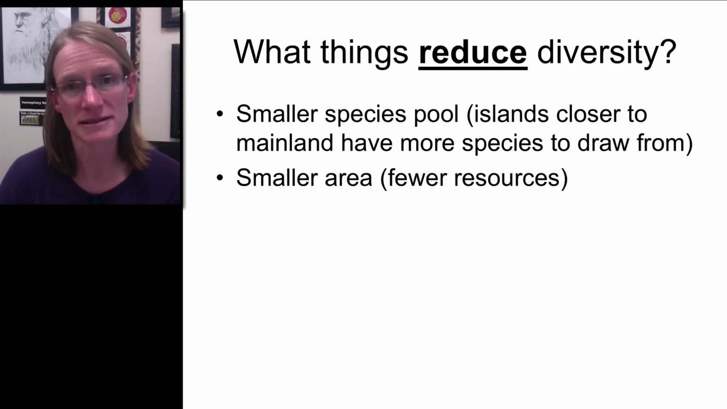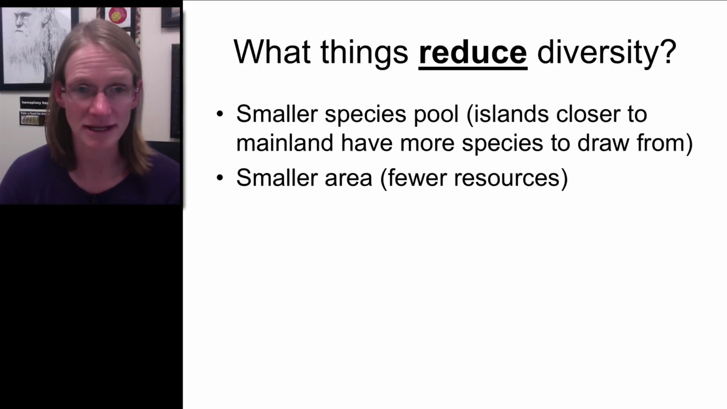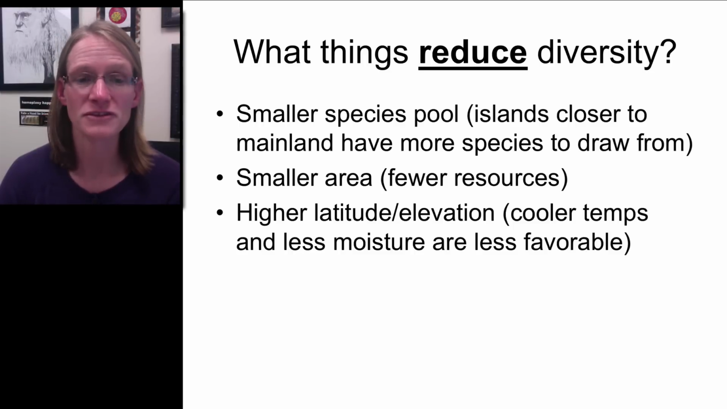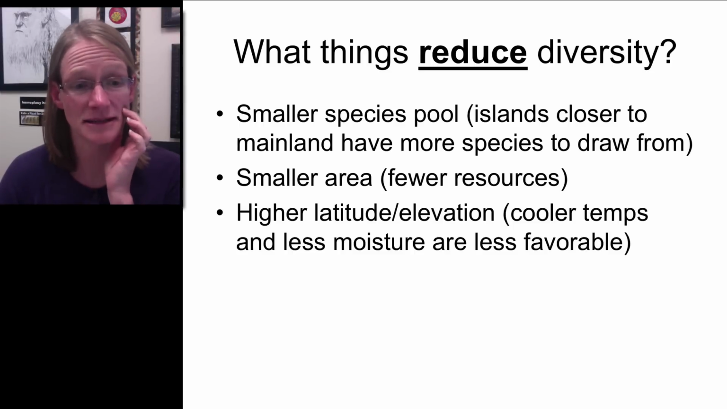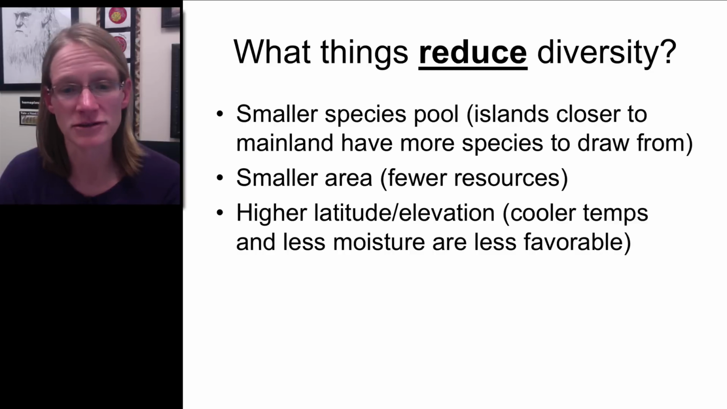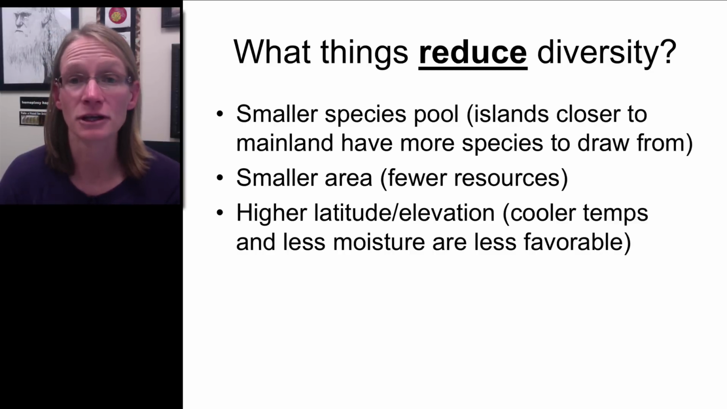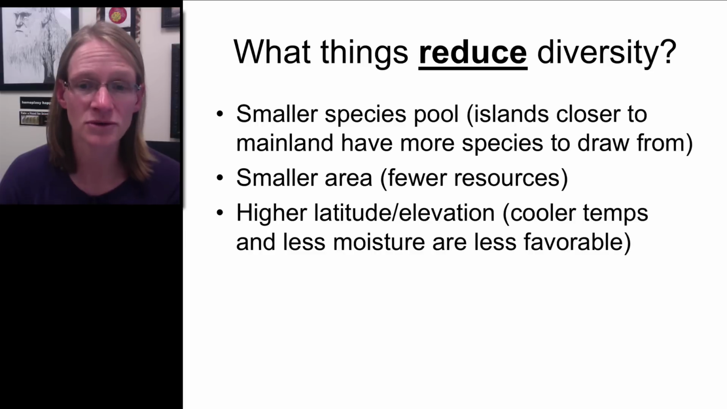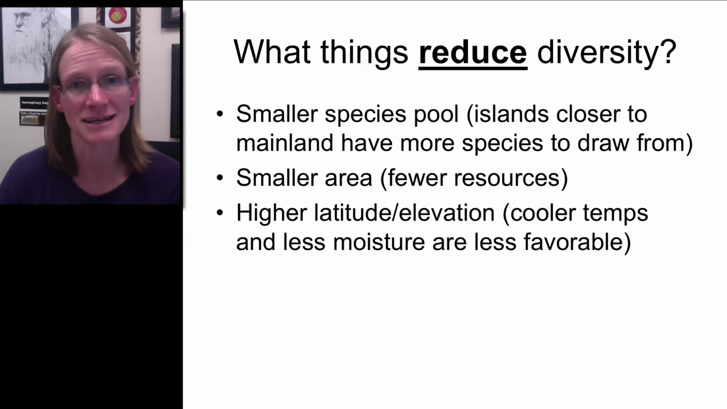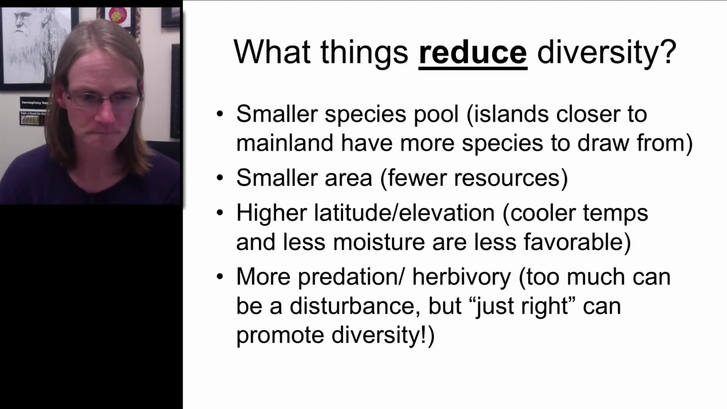The example that we saw in the data set was about looking at lakes, but you can clearly do the same thing with islands or maybe even mountaintops. The smaller the area you have, the fewer resources, the less space, and the less diversity it could potentially have. General patterns tend to be that higher latitude and elevation also have lower diversity, and this usually is correlated with having cooler temperatures and less moisture.